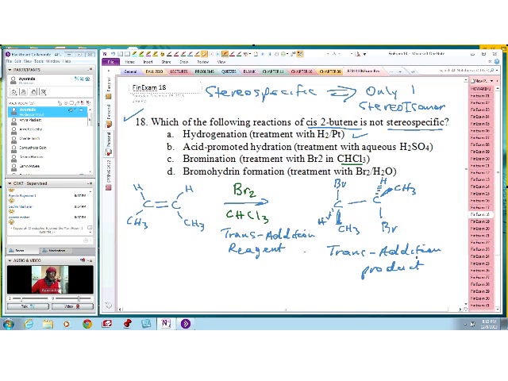Therefore, we are only forming the trans product. So the question is, is it stereospecific or non-stereospecific? Anybody has an idea? Would this be a stereospecific reaction? Just give me yes or no. Would the bromination be a yes? Very good, excellent. So bromination would be a stereospecific reaction. So we say yes to this.